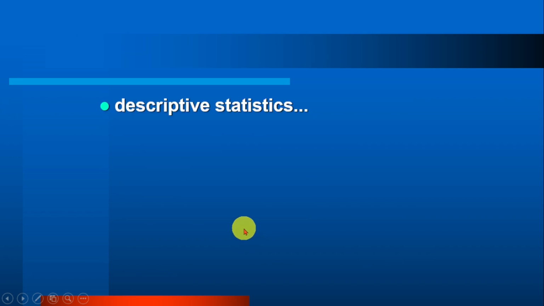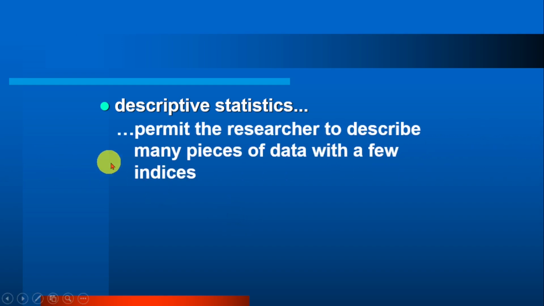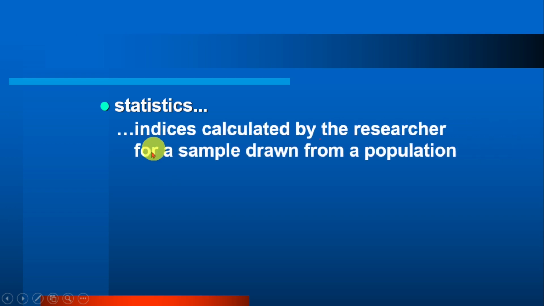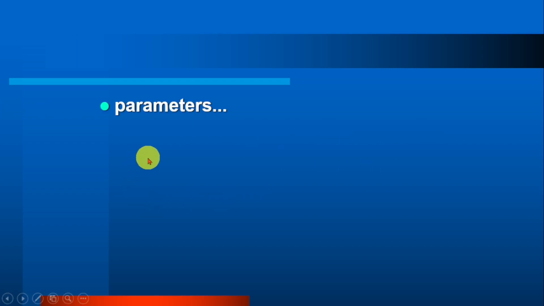Next is descriptive statistics. Descriptive statistics permit researchers to describe many pieces of data with a few indices. A statistic is an index calculated by the researcher for a sample drawn from the population. Do you know what a population is? The population is the entire group of people involved in the research, and the sample is the specific people we have taken from the population.